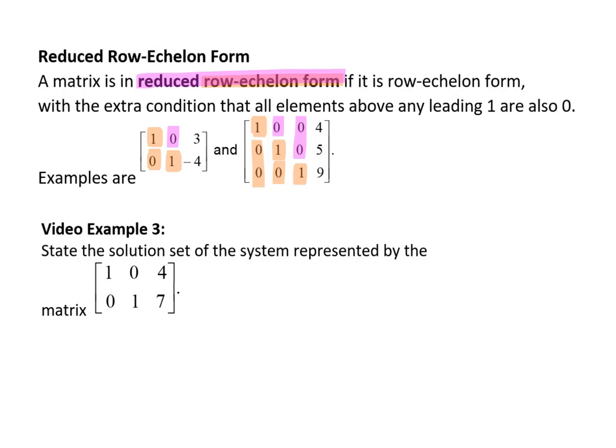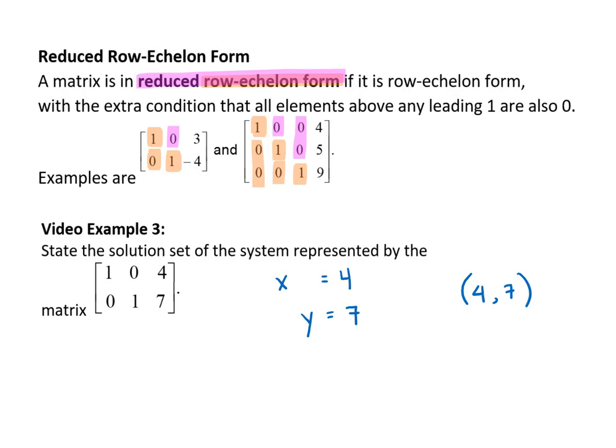Now, if I were to ask you to rewrite this matrix in systems of equation form, that's 1x plus 0y is equal to 4. And then that's 0x plus 1y is equal to 7. Well, when I write that system of equations, it looks like the solution already. And so I have my solution, 4, 7, as my ordered pair.